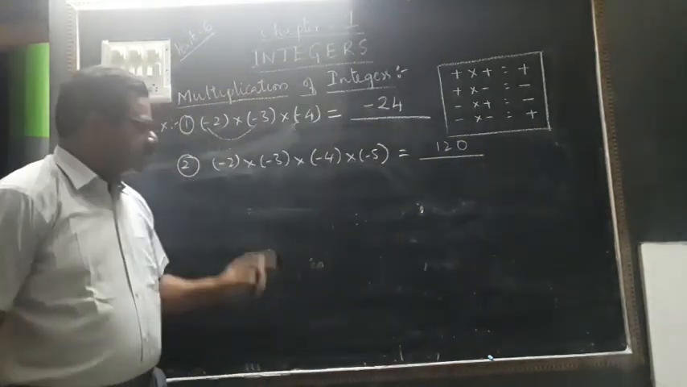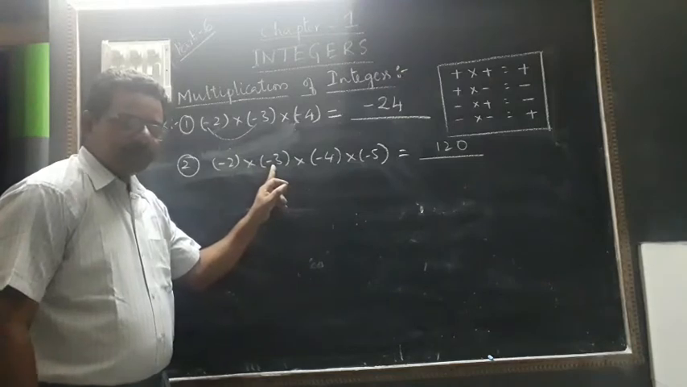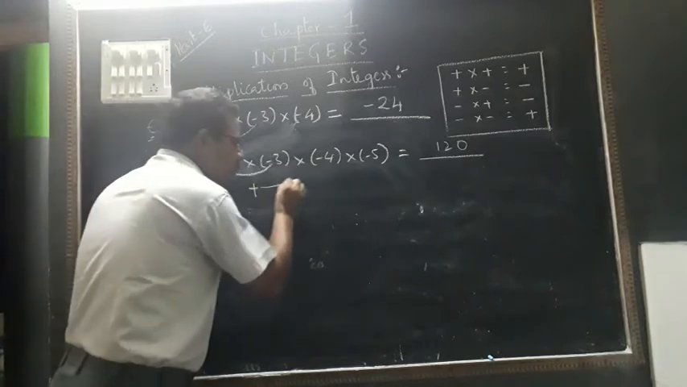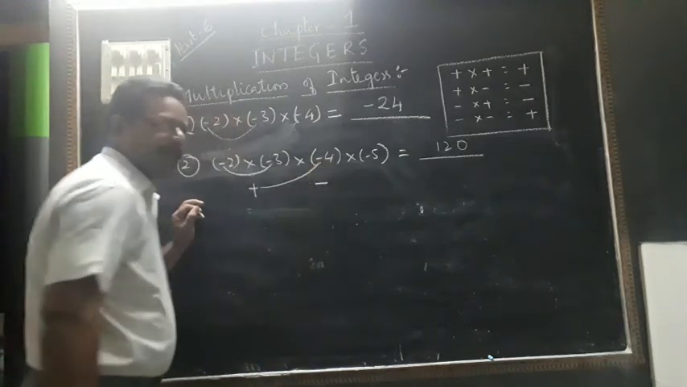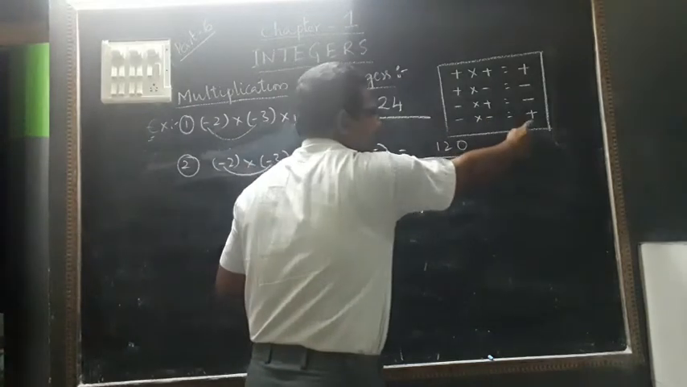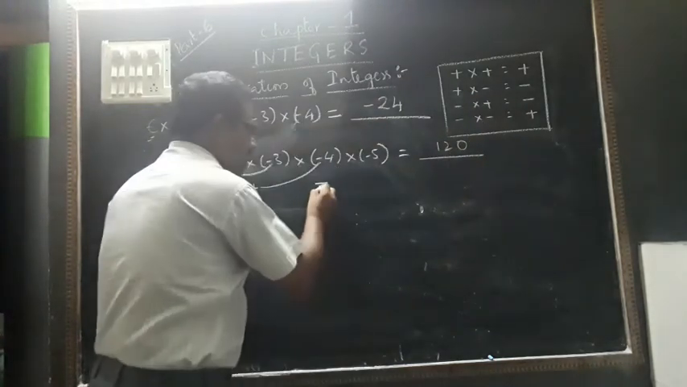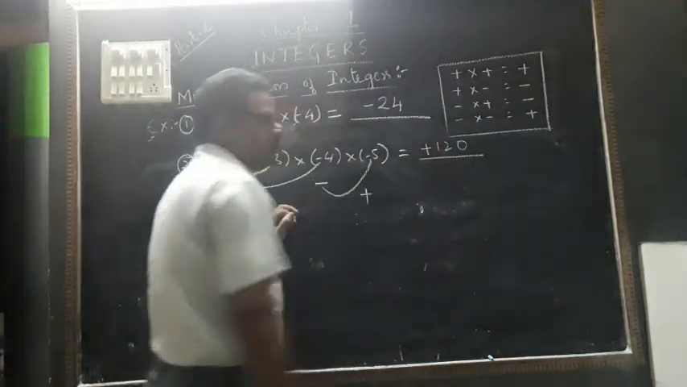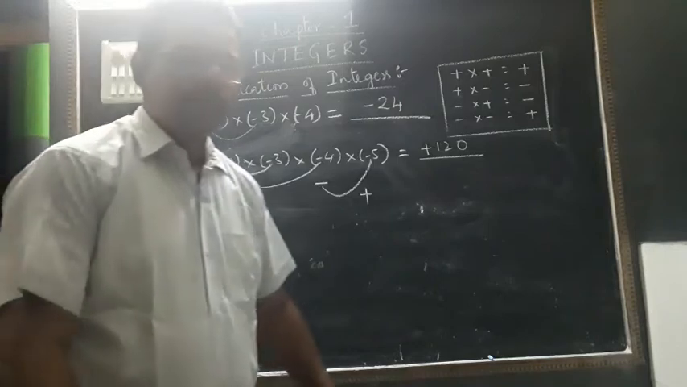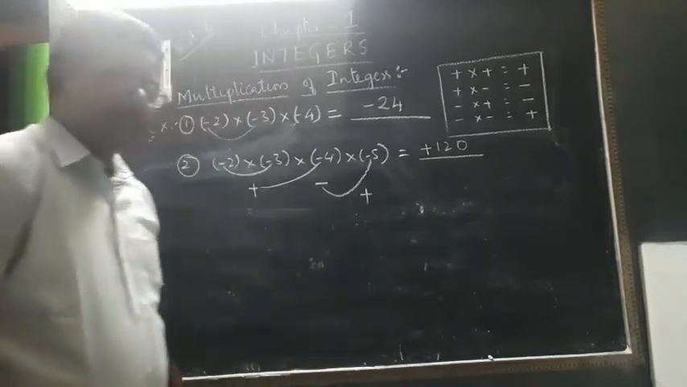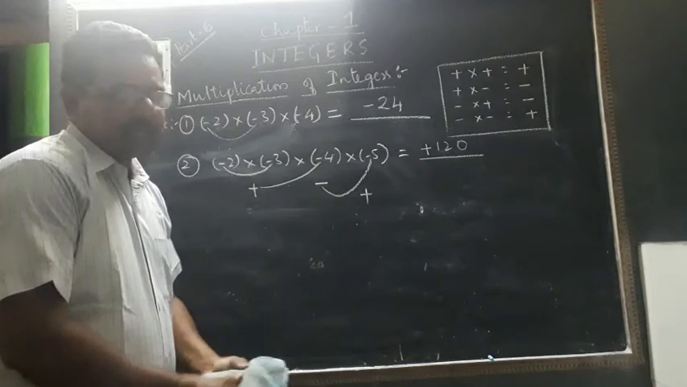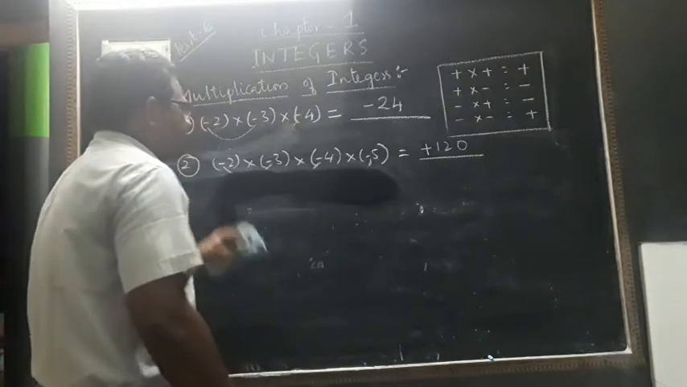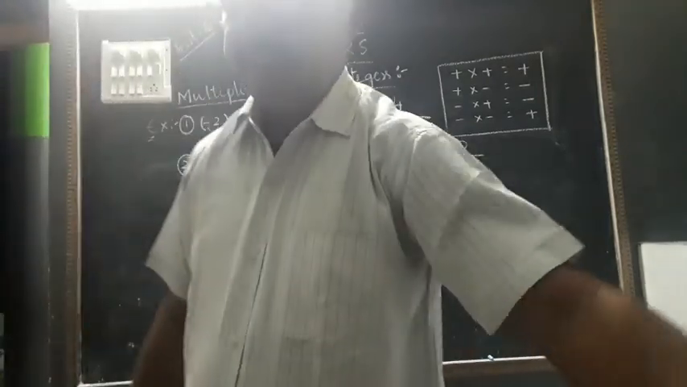Now coming to the symbols. Minus into minus is equal to plus. So plus into minus is equal to minus. Minus into minus is equal to plus. Plus into minus is equal to minus. Now this minus into this minus, finally we get plus. So plus 120. Plus is not necessary for positive integers. Directly you can write 120. So 120 is the resultant product of the given 4 negative integers.